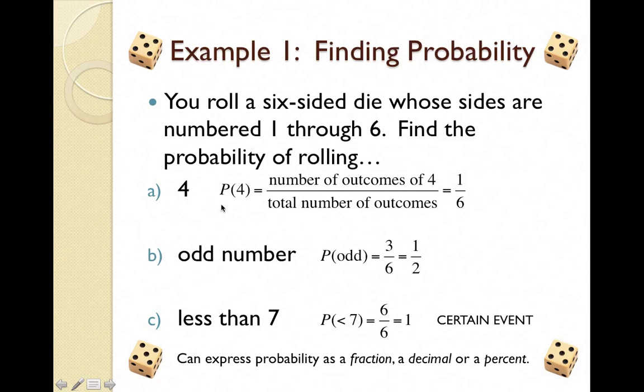When we are writing probabilities, we are allowed to express probability either as a fraction, as we saw here, as a decimal, or as a decimal turned into a percent. Which form you use really just depends on how you're finding the numbers, what numbers you're using to find it, and what kind of answer fits best for the problem.